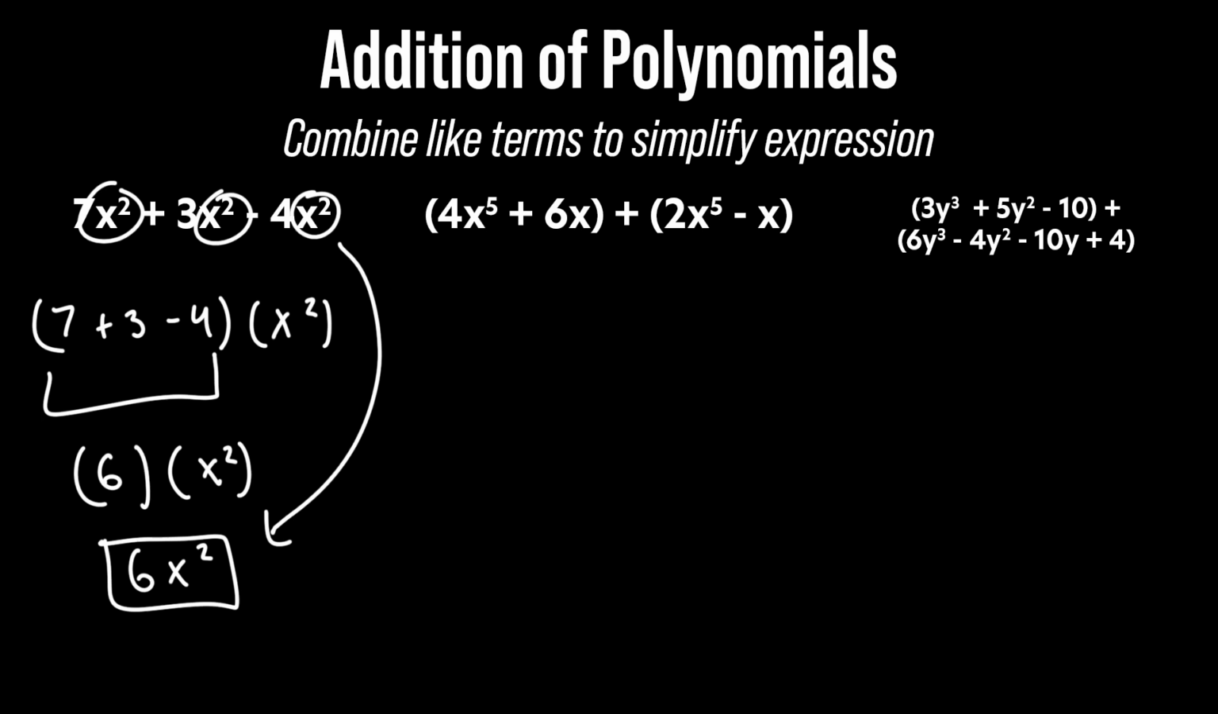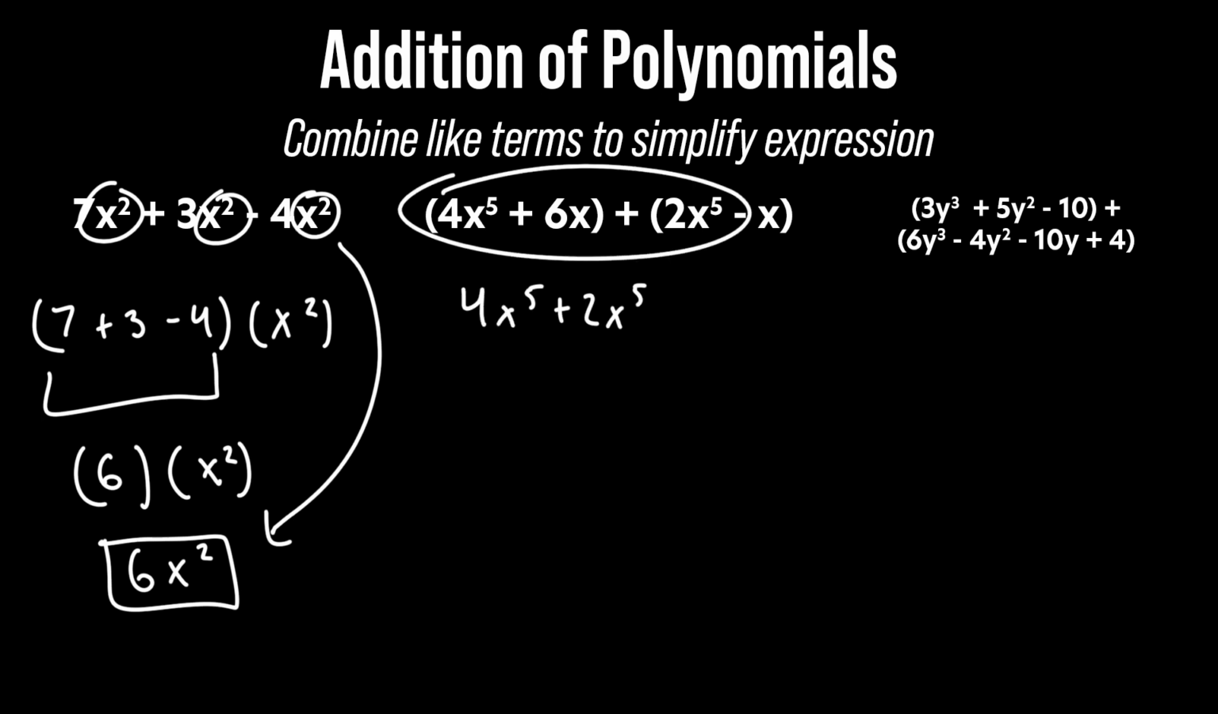In the second problem, we have 4x to the fifth plus 6x plus 2x to the fifth minus x. Now, two of our terms have x to the fifth power. The other two terms have x to the first power. So by grouping 4x to the fifth and 2x to the fifth, it makes our expression more organized. So this expression up here is actually the same as this expression.